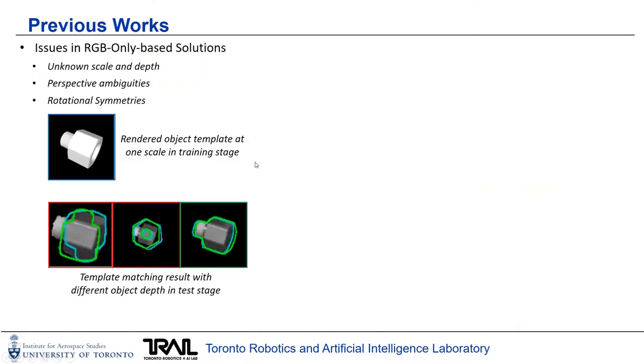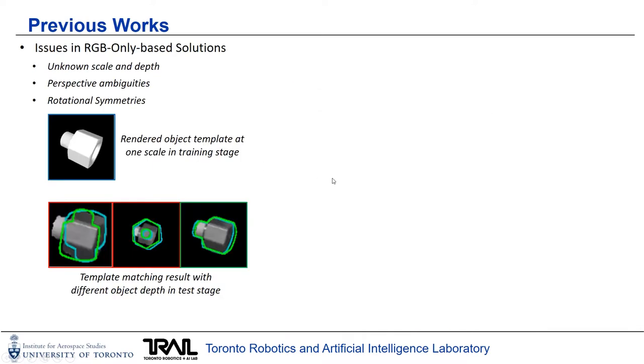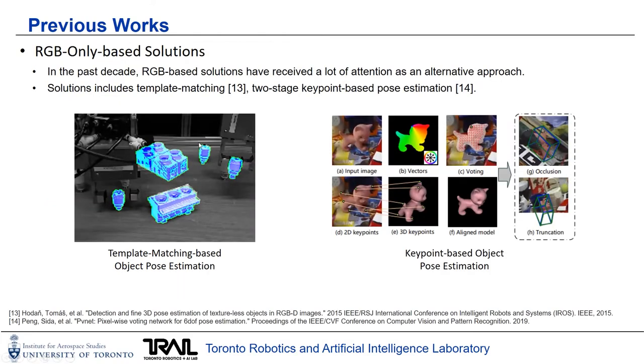But the RGB-based solutions certainly have some intrinsic problems. One problem is the unknown scale and depth. We can see, especially for template matching based approaches, from a 2D image we do not have the scale information.